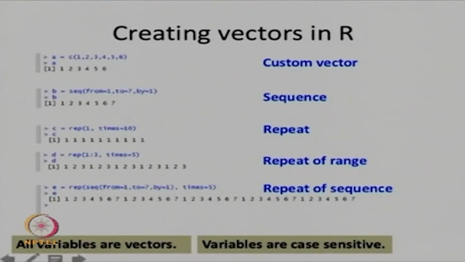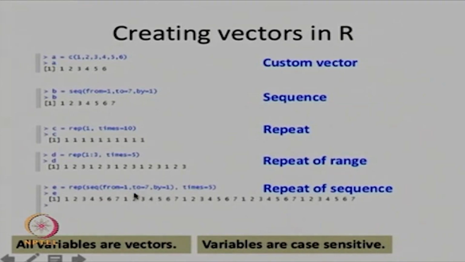You can create a custom vector using c open bracket, and then you have various entries 1, 2, 3, 4, 5, 6. In that way, you will get these values. You can introduce this vector as a sequence. I can write from 1 to 7 by 1, which means I want a sequence increasing in units of 1. You can repeat it. So, you have 1 which you want to repeat 10 times. You can also repeat a range or a sequence, and generate these vectors.